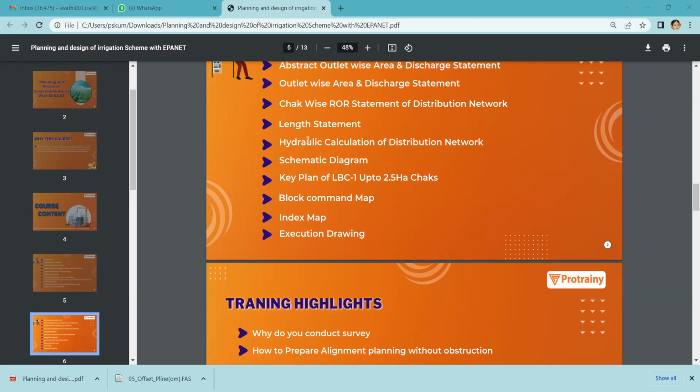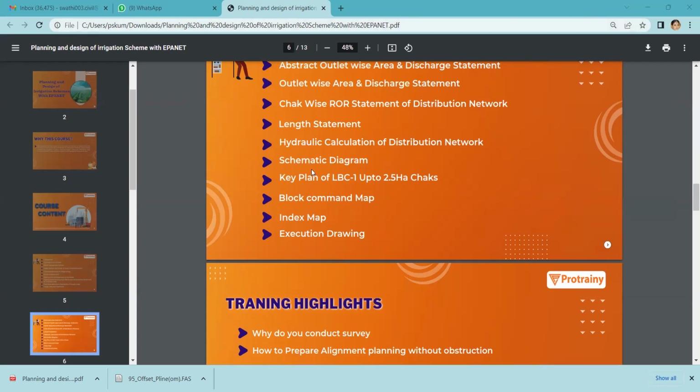Finally, length statement and hydraulic calculation. These hydraulic calculations are a must and should. It's very important, because a hydraulic calculation finds out how much discharge is available, how much area is surveyed, like that. Finally, the total output will be shown in the schematic diagram, easy to understand. For example, in site conditions, the schematic diagram is used for the surveyors' easy understanding. Key plan: how to draw the key plan.